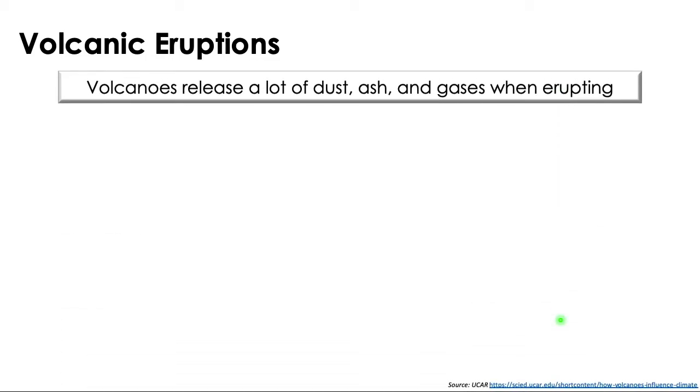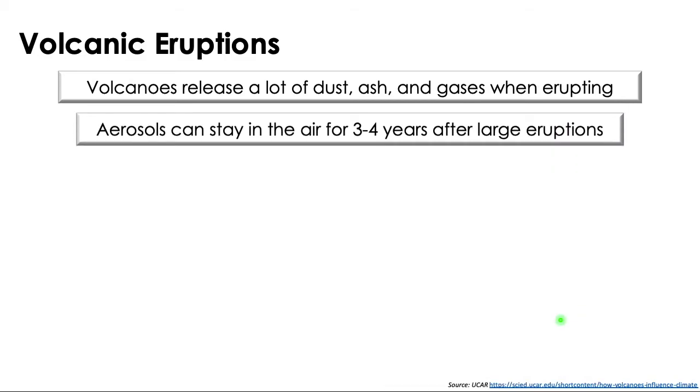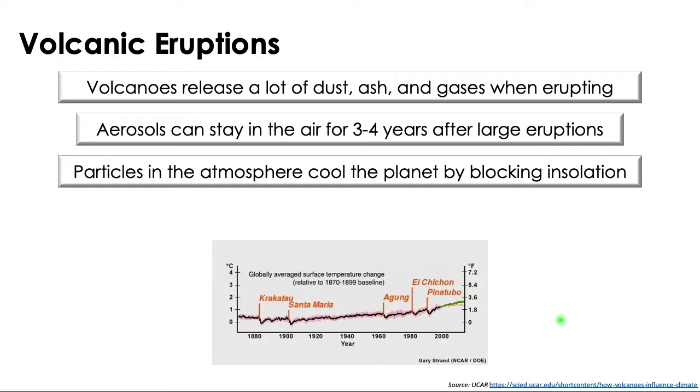The third factor that we're going to discuss, the third natural factor, are volcanic eruptions. And volcanoes, when they erupt, release a lot of dust and ash and gases. And we've talked about this in a prior unit. We've talked about how large volcanic eruptions can release a huge amount of ash into the atmosphere. And when those ash clouds get up into the stratosphere, they're going to have global impacts. Aerosols, or particles that are released from the volcano, can stay in the atmosphere for 3 to 4 years after these large eruptions. And particles in the atmosphere are actually able to cool the climate by blocking incoming solar radiation.